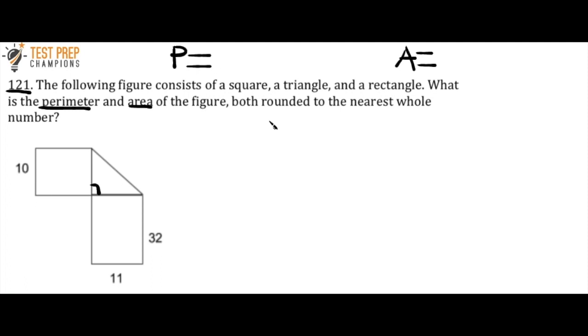All right, so to break this down, we see that it says the figure consists of a square, a triangle, and a rectangle. All right, so first let's identify the square, triangle, and rectangle.